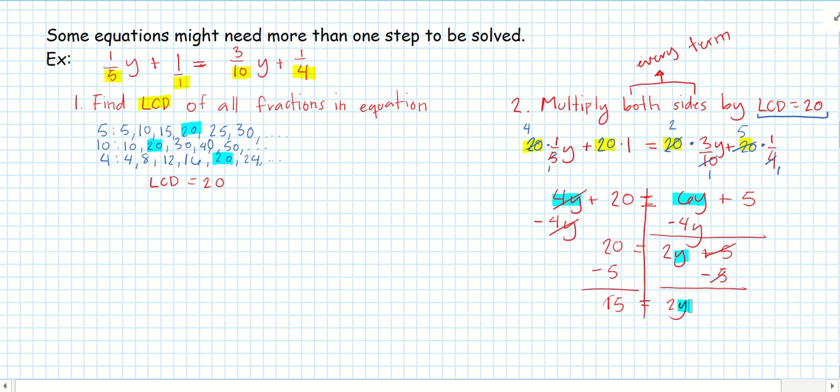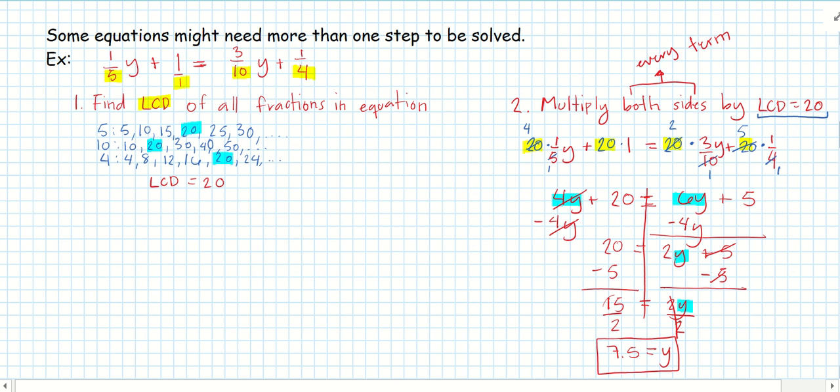And y is still not by itself. 2 is still multiplying y, so what I'm going to do is divide by 2. 2 is multiplying because there's no plus or minus in between, so I'm going to go ahead and divide by 2. Okay, so 2 divided by 2 becomes 1, so they kind of cancel each other. So y equals 15 over 2, which is 7.5. And y has been isolated, so that is my solution.